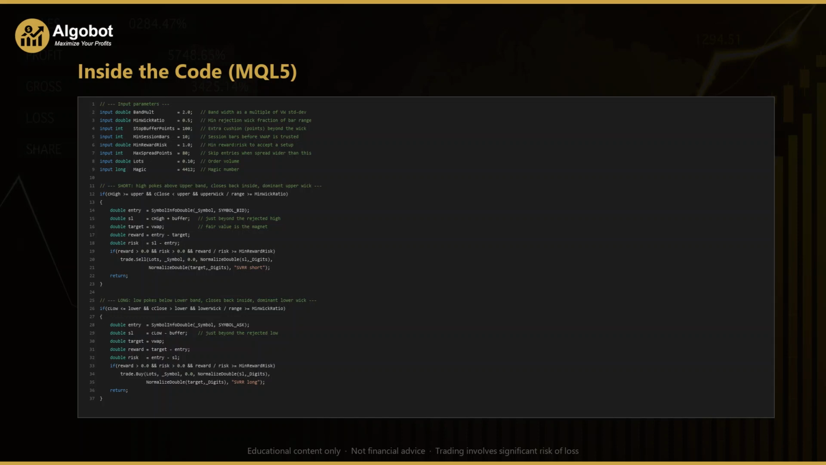The short block reads, if the close bar's high is greater than or equal to the upper band, and its close is below the upper band, and the upper wick divided by the range meets the minimum wick ratio. When that's true, the stop loss is set to the bar's high plus the buffer. The target is set to VWAP, and after confirming the reward to risk passes, it calls trade.sell with those stop and target levels. The long block is the exact mirror.